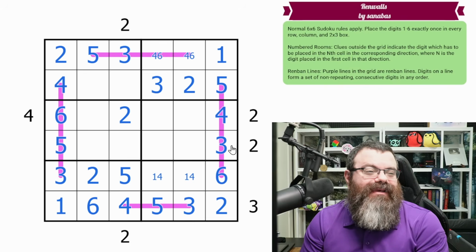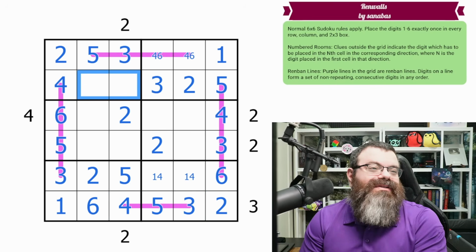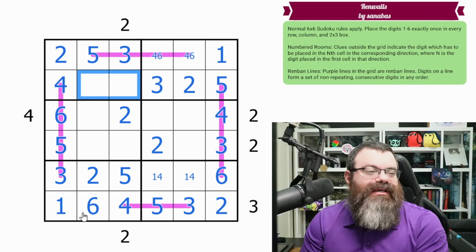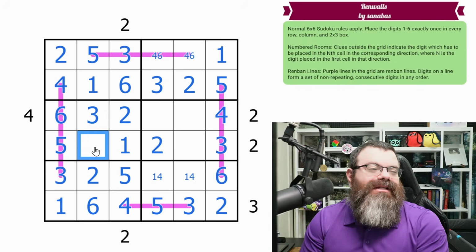I feel like I haven't been paying enough attention. The 2 goes there because of that one. I think we've completed all the numbered rooms. Yeah, okay, don't have to worry about it. So these 2 are 1 and 6. This 6 tells us the order. That's 1, that's 6. 1 looks down, placing 1 in this box. This is a pair, 3 and 4. That's 3, that's 4.